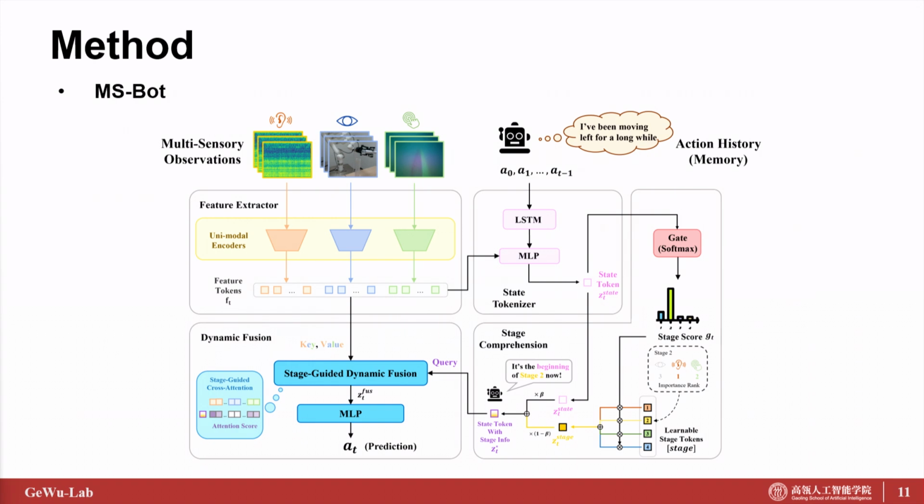Together, we introduce our MSBot, a stage-guided dynamic multisensory fusion framework. We encode the multisensory features and the action history into a state token. And the integrated dynamic fusion and stage comprehension modules allow us to dynamically allocate the weights of the modalities based on the task stages.